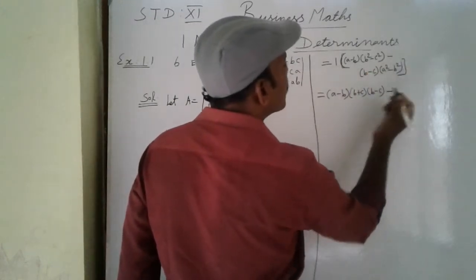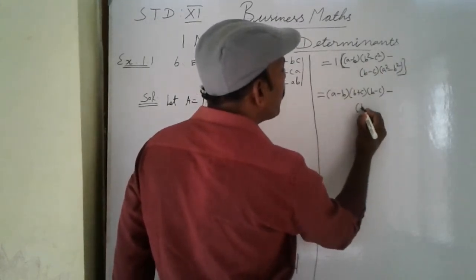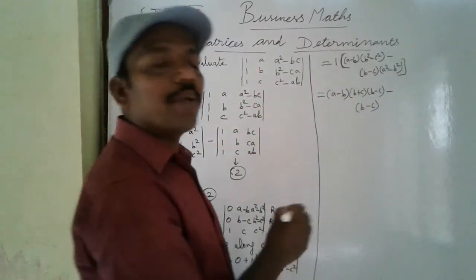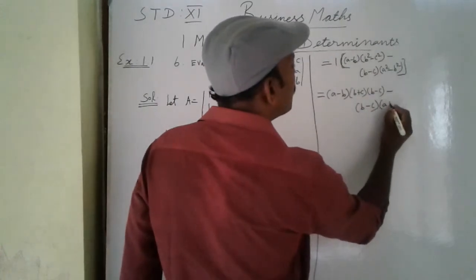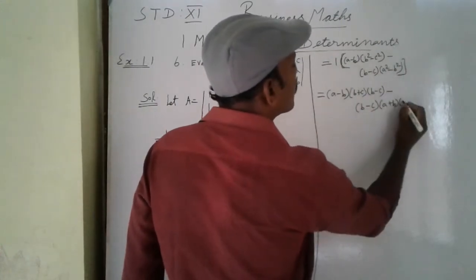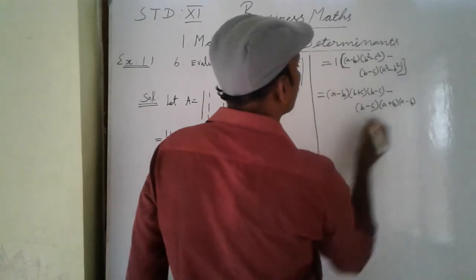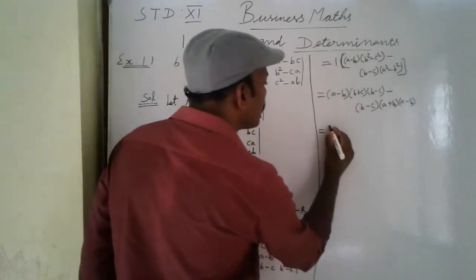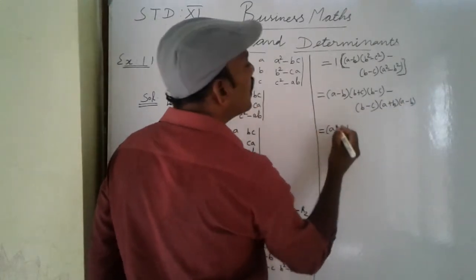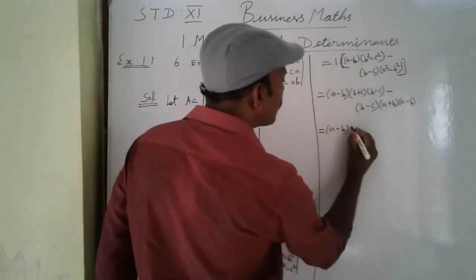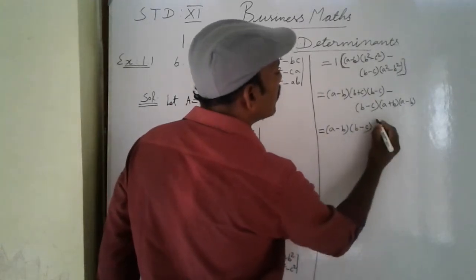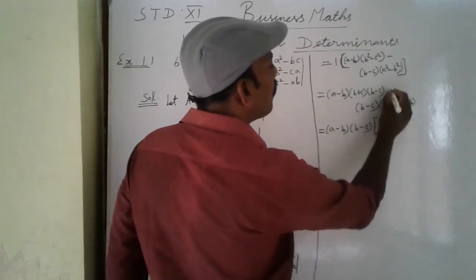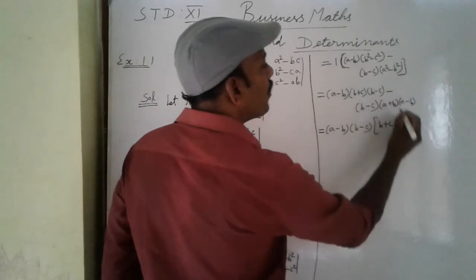Minus is a symbol, minus. Next term b minus c. Here also a square minus b square formula, a plus b into a minus b. We should write same, a plus b into a minus b. We know that in these two terms, a minus b is one common. Take out a minus b. Next b minus c is another one common. Take out. Remaining b plus c here. Minus is a symbol. Here a plus b.